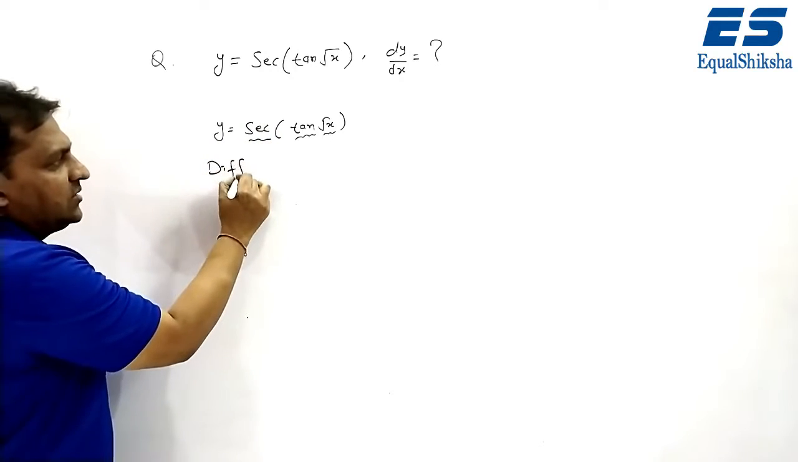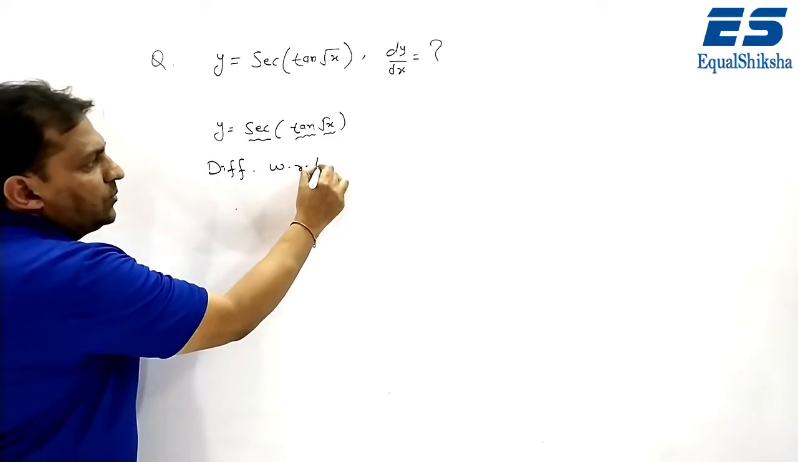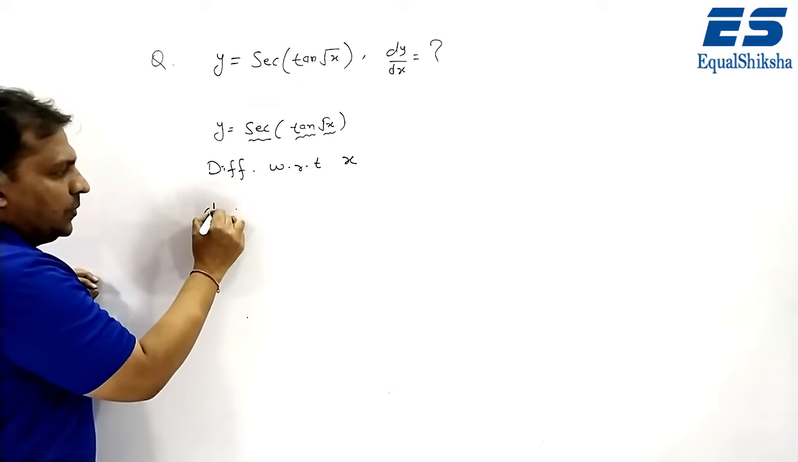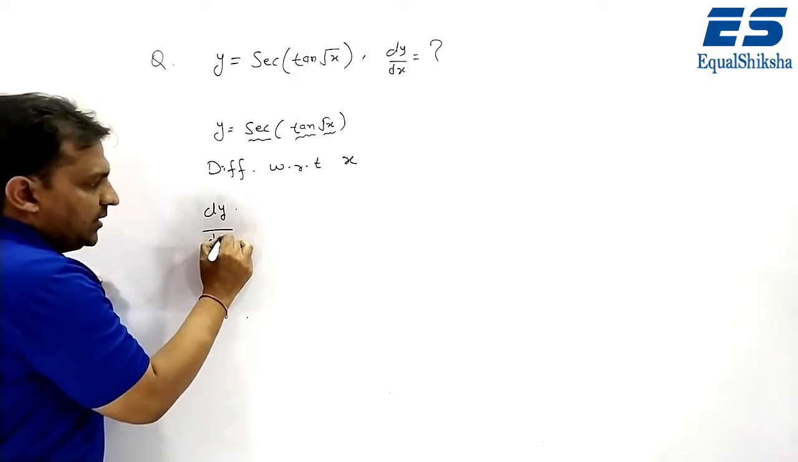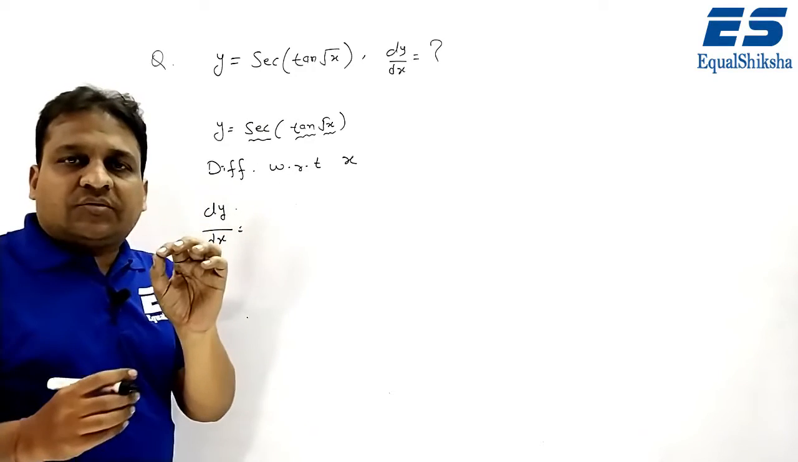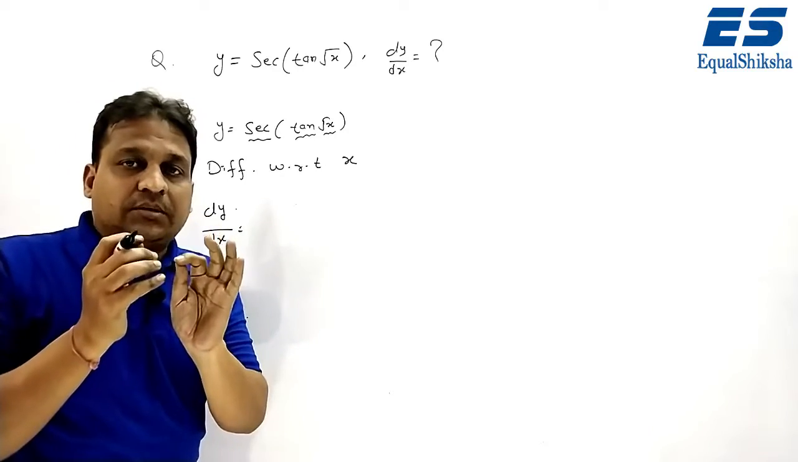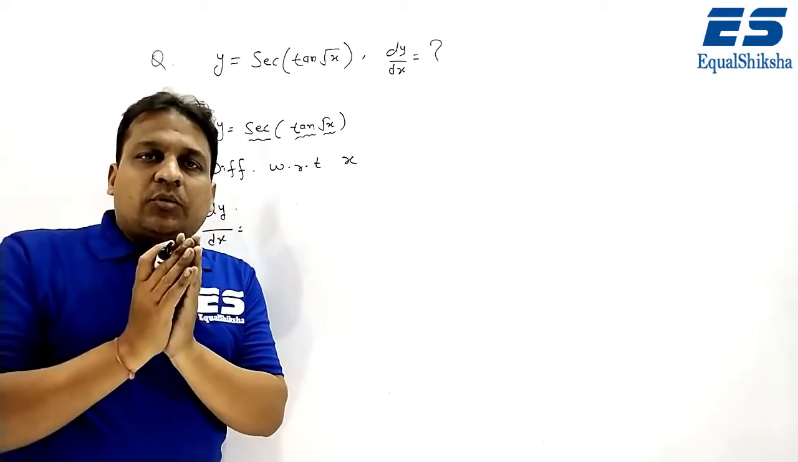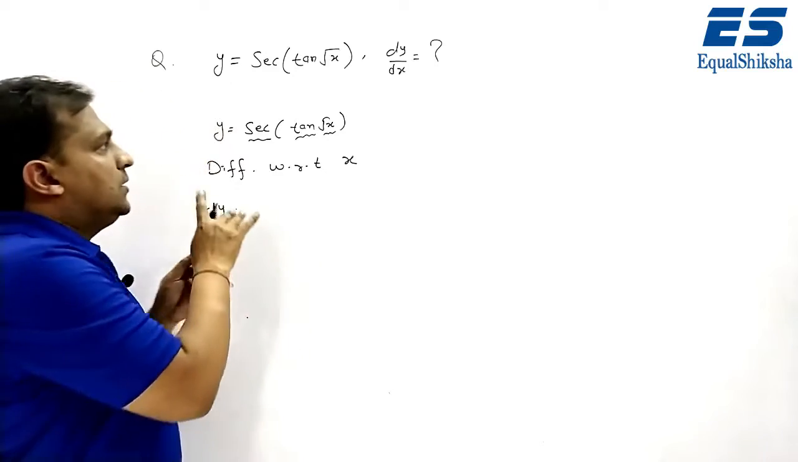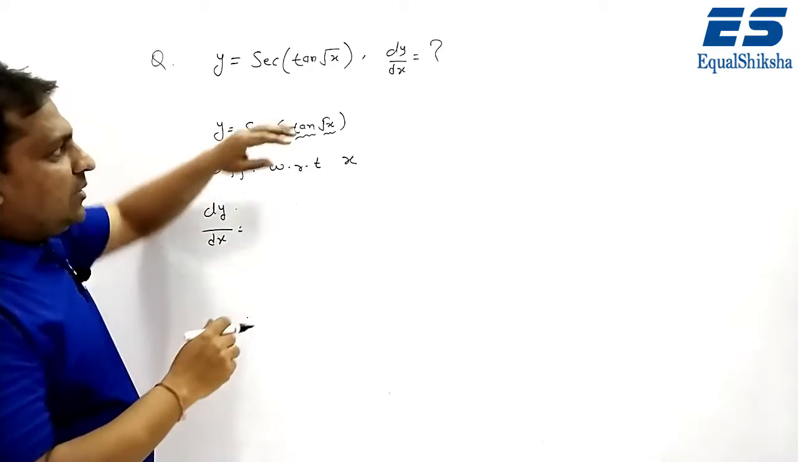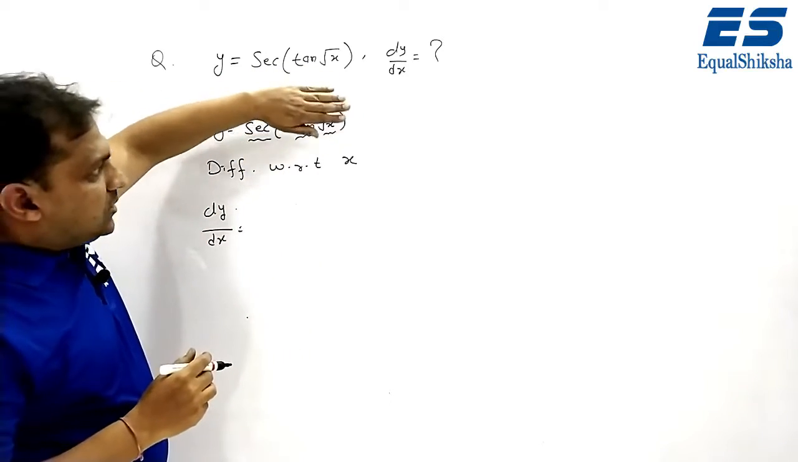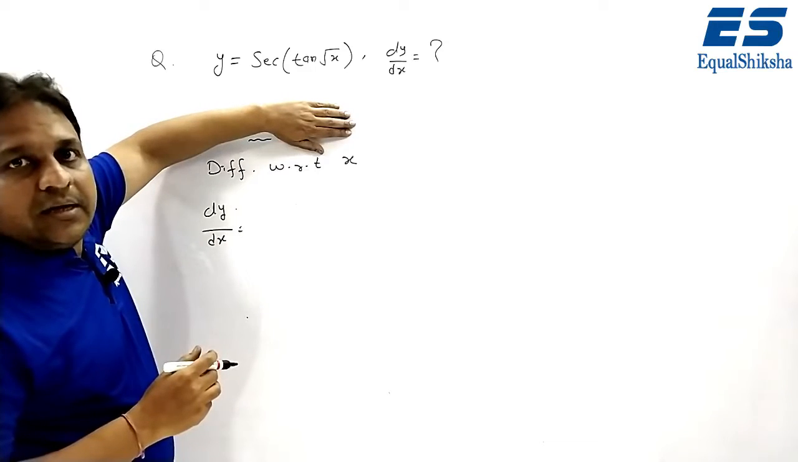So for doing differentiation of this function with respect to x, students, what will we do? First we have to differentiate the first function, only the first function. The remaining functions will be considered as x. It means here the first function is sec and the remaining function is tan root x. So this tan root x will be considered as x.